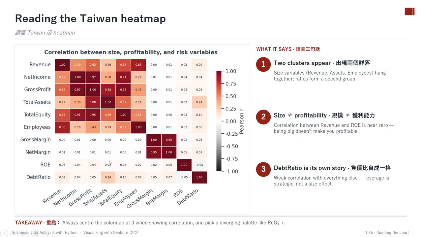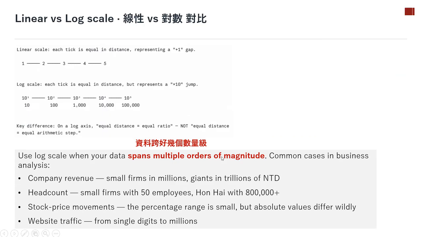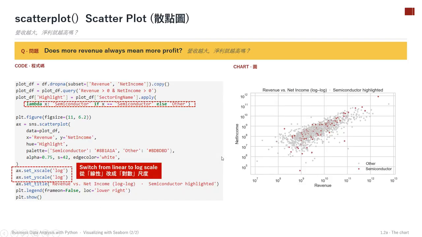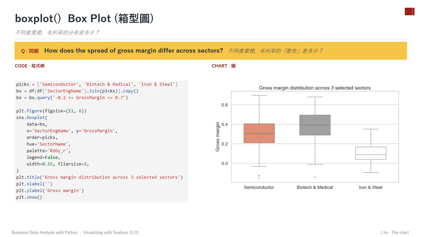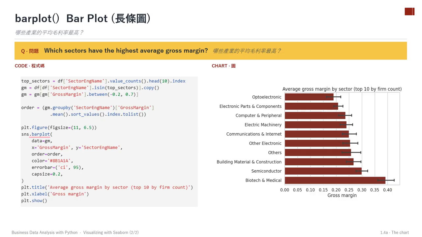Also, you can use the relationship between the other variables to tell other stories. This just depends on you. So that is about reading the Taiwan email. And I think these 3 figures are the most interesting figures. But besides this, I also want to show you the other things, the bar plot and the box plot.